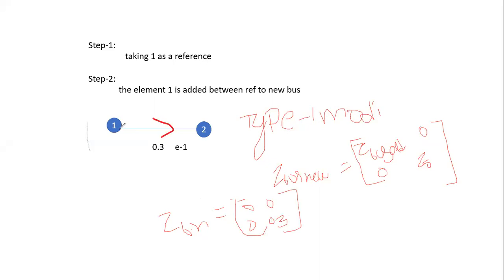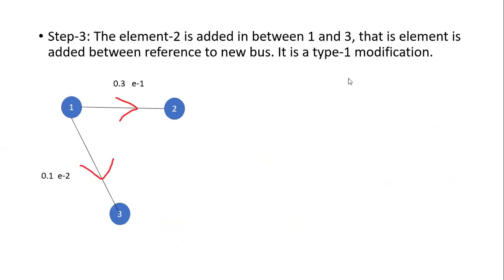If the element is added in between the bus 1 to bus 2, then it is the type 1 modification. In the type 1 modification, the formula for the Z-bus matrix is Z-bus new is equal to Z-bus old, 0, 0 and ZS. ZS is the element that will be added, that is 0.3. Therefore this is the Z-bus new matrix. This is the type 1 modification formula.